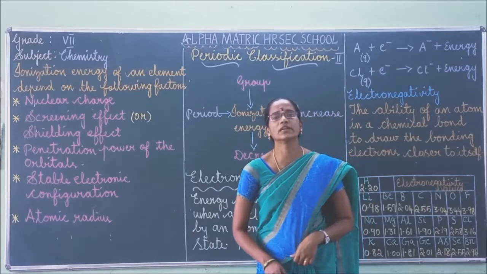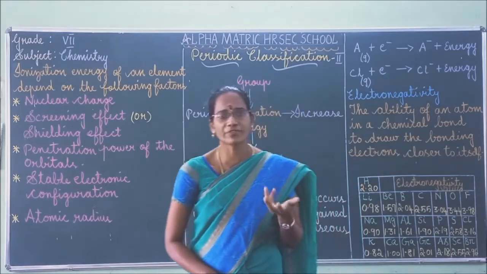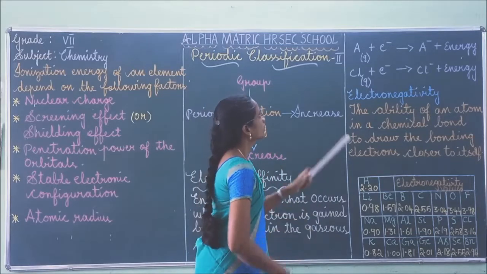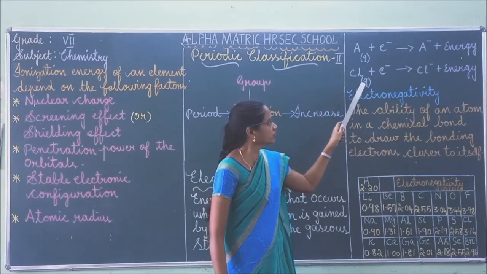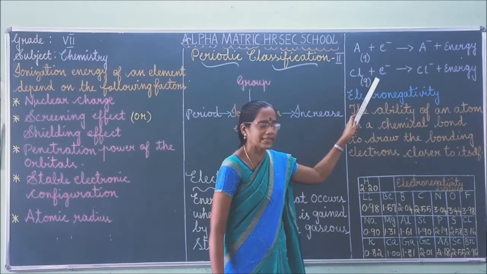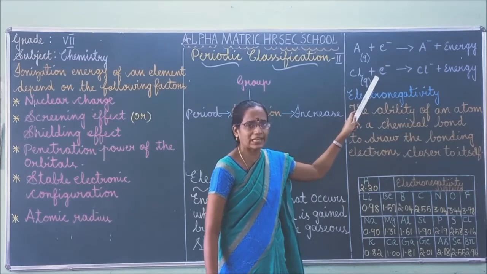Energy released means what? Liberation. It involves the liberation of energy, right? So next one is chlorine. Chlorine is also a gaseous atom. So this chlorine atom gains an electron. E minus is nothing but electron.